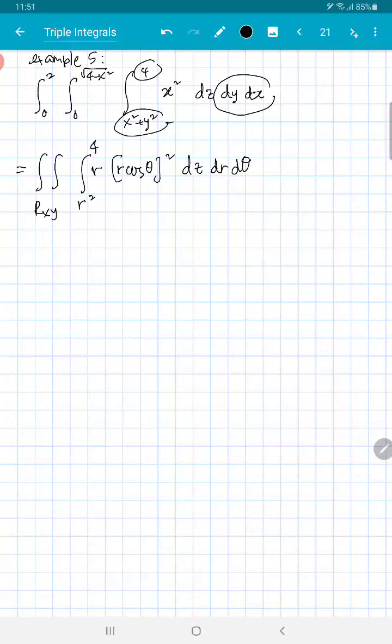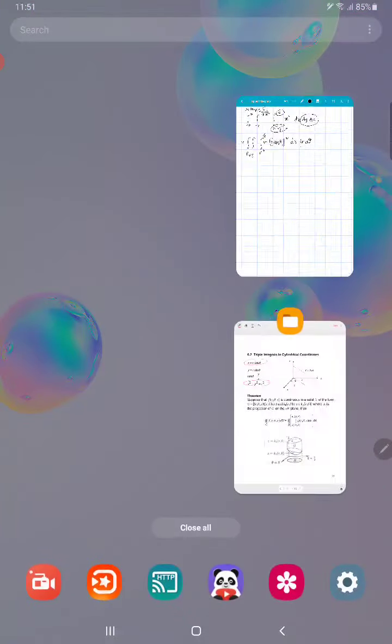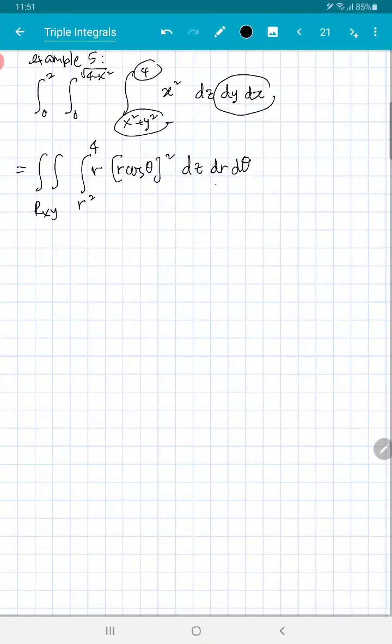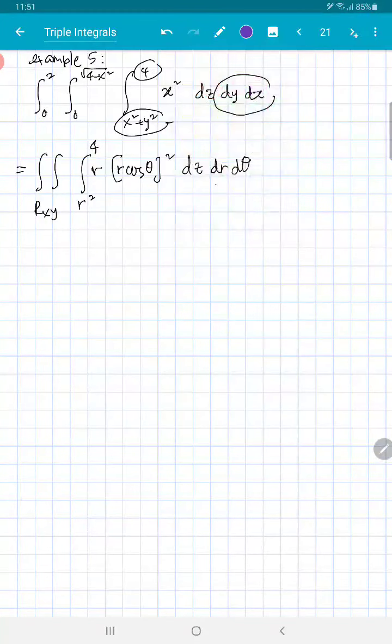Okay, so now we need to get the limits for r and theta. The limits for r and theta can be obtained by looking at the region R, which is on the xy plane. To do that, we need to use the limits for x and y, the upper and lower limits for x and y. So we can come up with the 4 equations. From the 4 equations, we can sketch our region R, and then from there we can get the limits for r and theta.